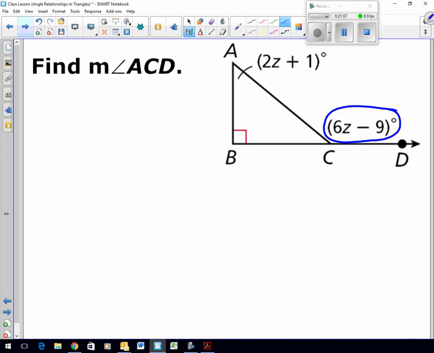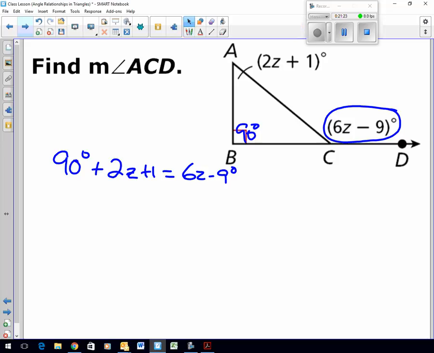What does the box make? 90. So that's 90 degrees plus 2z plus 1 equals 6z minus 9. You got me? Okay? If it seems incredibly ridiculously simple, it is. It really is. You just have to make sure you're not setting them congruent, right? The congruency comes after you take the sum.